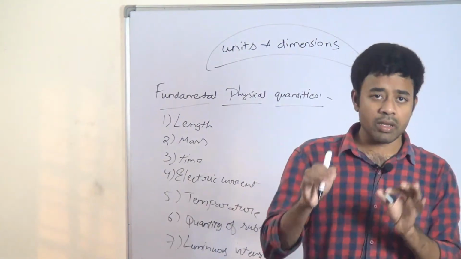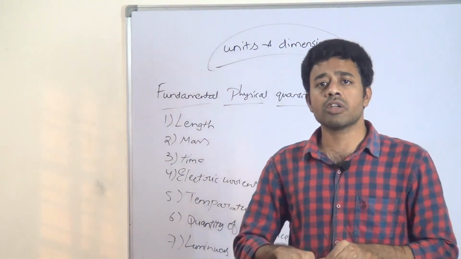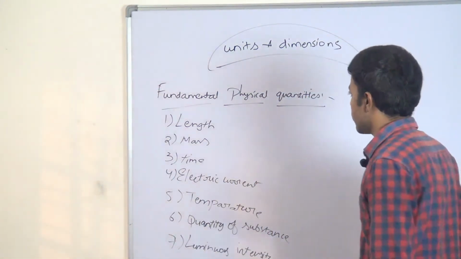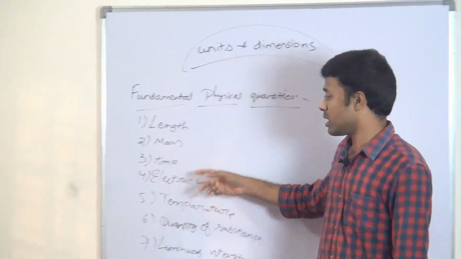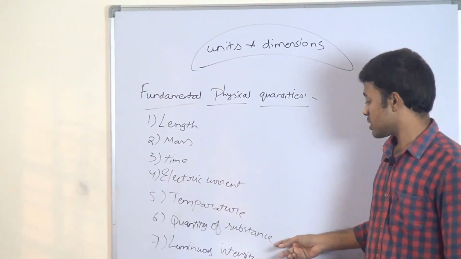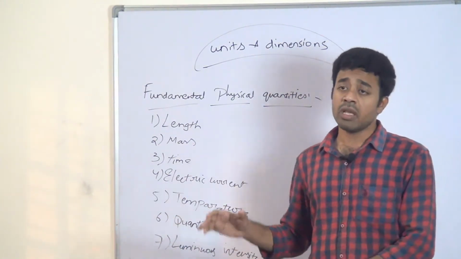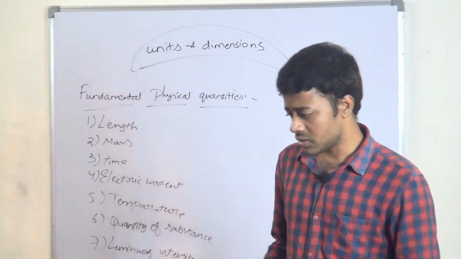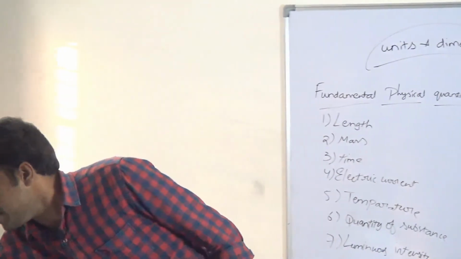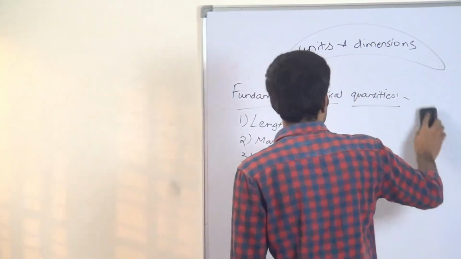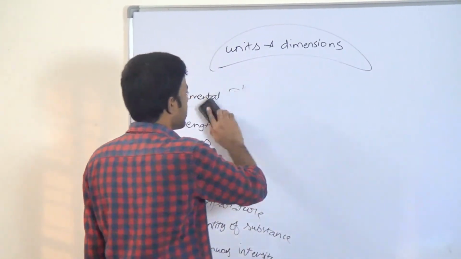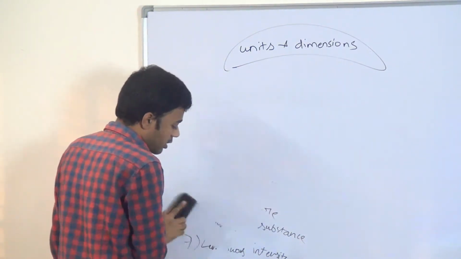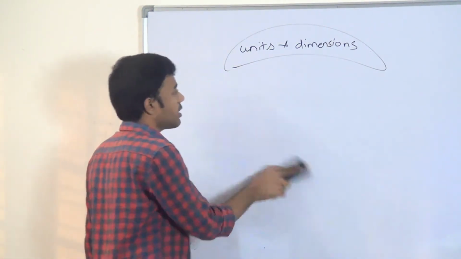In terms of these seven basic physical quantities, we can indicate almost all the physical quantities which exist in nature: length, mass, time, electric current, temperature, quantity of substance and luminous intensity. We shall see some examples of how we can indicate the remaining physical quantities in terms of these seven fundamental physical quantities.